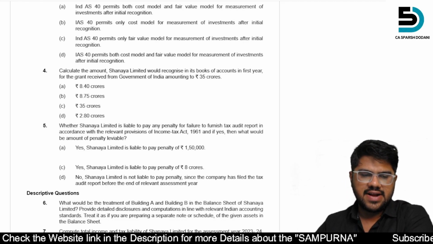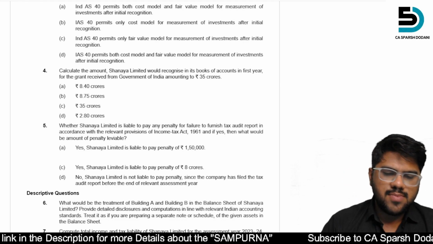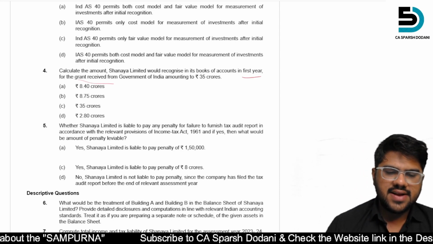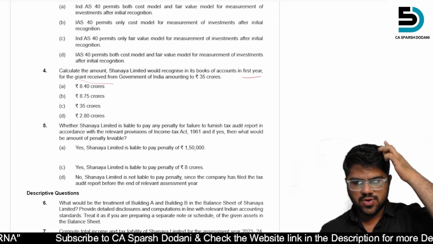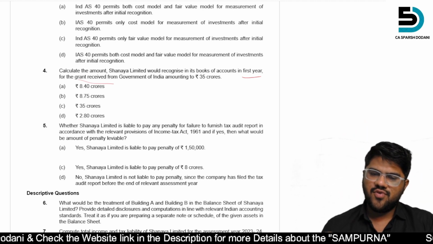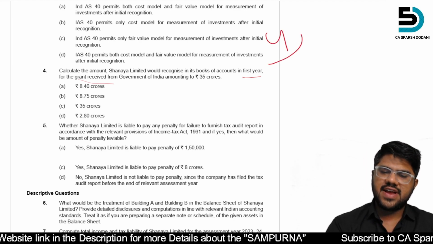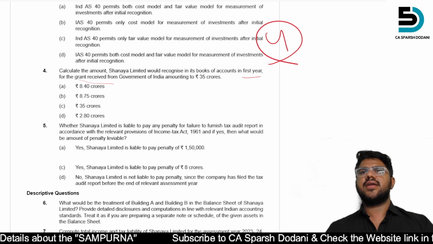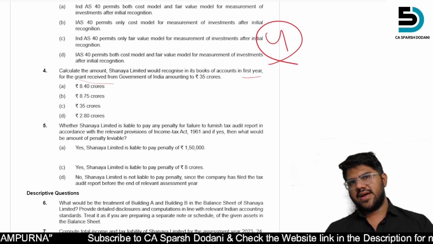Calculate the amount of grant. Calculate the amount Shania Limited would recognize in its books in the first year for the grant received from the government amounting to rupees 35 crore. So as we know, the grant is for 4 years. Are there any specific conditions with respect to the grant given? No. So the grant would be recognized. How will it be recognized?